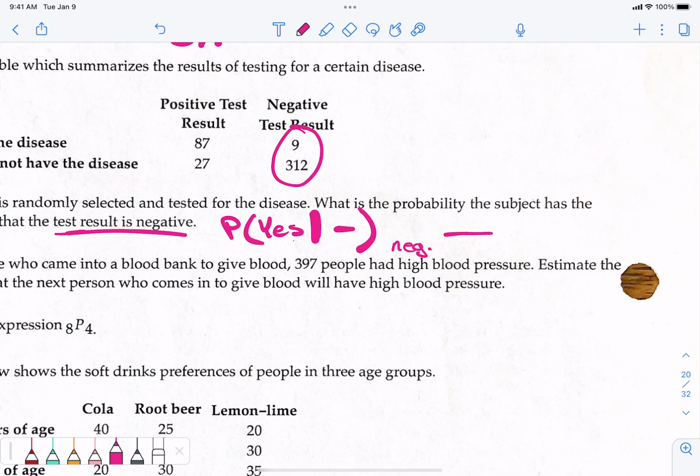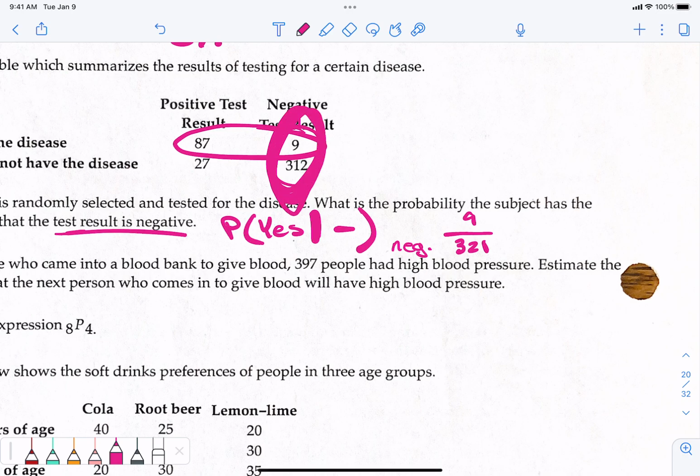Negatives are these guys. 321, yeah? Yep. Okay, of those 321, how many of those were yeses? 9, okay? I have a lot of people that are trying to add the 87 and the 9 together, but we're only looking at the 321 right here. 2.8%. Okay, 2.8%. Perfect.